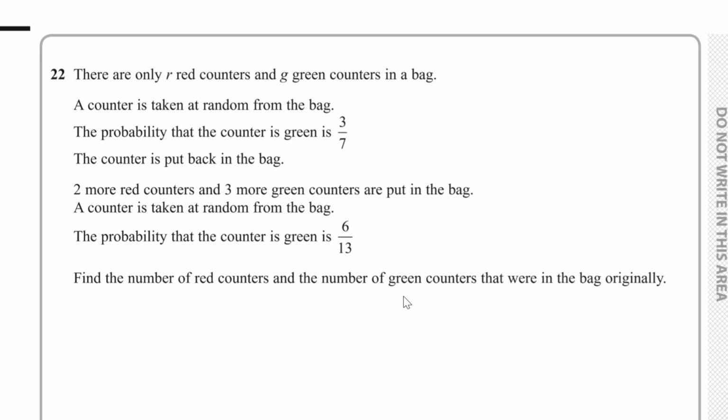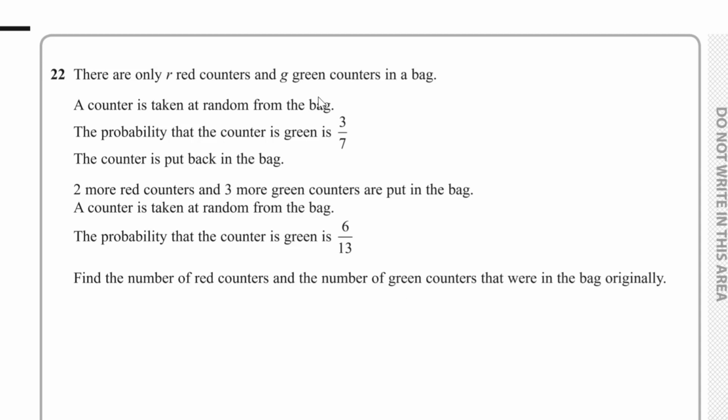For question 22, there are only R red counters and G green counters in a bag. A counter is taken at random from the bag. The probability that the counter is green is 3/7. The counter is put back in the bag. 2 more red counters and 3 more green counters are put in the bag. A counter is taken at random from the bag. The probability that the counter is green is 6/13. We have to find the number of red counters and the number of green counters that were in the bag originally.